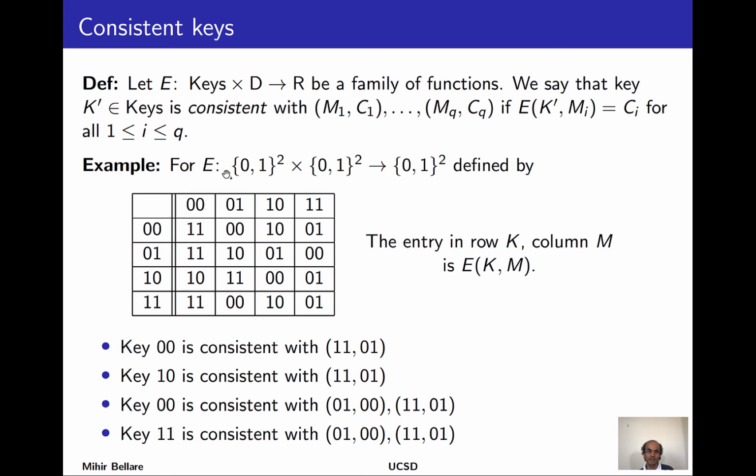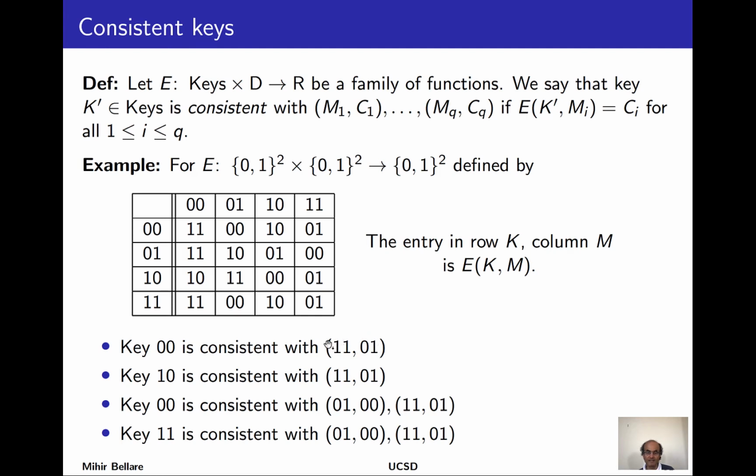Here's a specific family of functions with 2-bit keys, 2-bit inputs, and 2-bit outputs. It's shown as usual with a table. So here are the possible inputs, here are the possible keys, and the output of E on this key and this input is this. The output of E on key 01 and input 01 is 10, and so forth. So we know how to read the table.